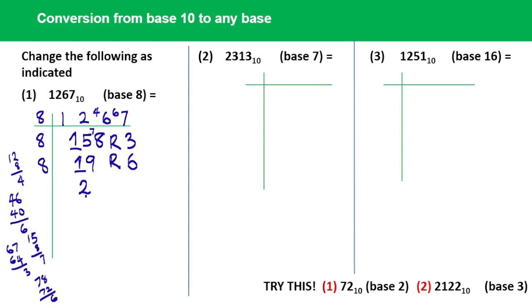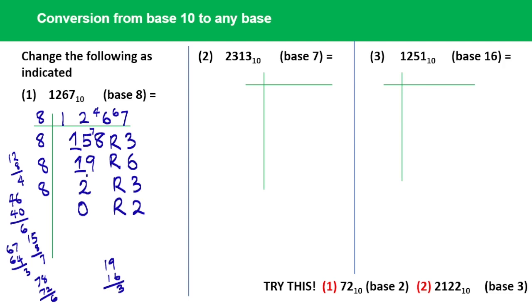8 times 2 is 16. 19 minus 16 will leave us with a remainder of 3. This again will be our final remainder for this line of division. We repeat the process again by using 8 to divide 2. 8 in 2, that's 0. Since this 2 was not divided because 8 could not go in 2, we move the 2 over to the right as our final remainder.